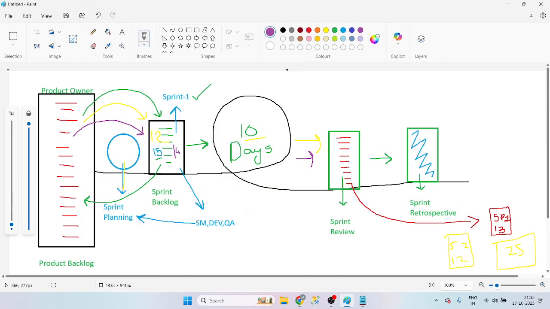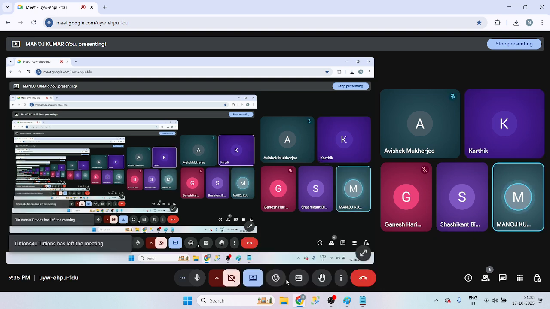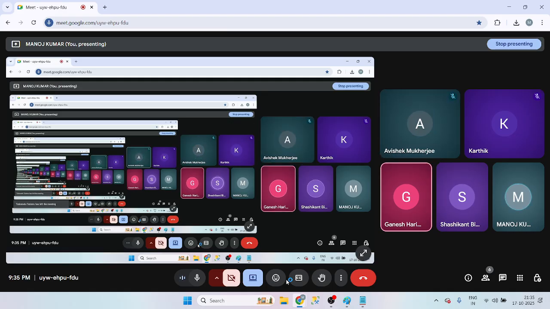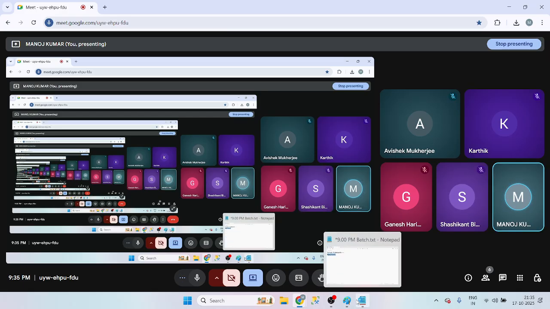No need to worry. Did you understand this framework, guys? Any doubts in this? Understood, yes. What about the others? Clear. Okay, so this framework has been completed.